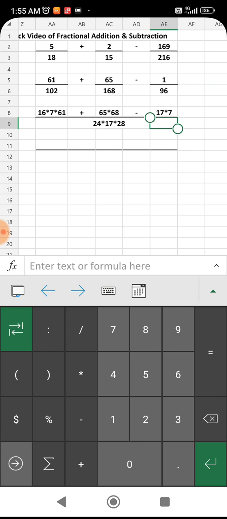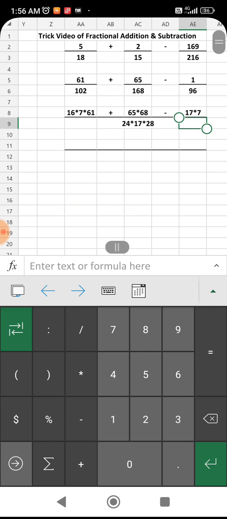Now next problem, if you are a lower class student, for them only. Higher class students can do this addition subtraction very easily because they know what the negative number system is. So they don't need to continue watching this video. But if you are a lower class student, those who do not know what negative numbers are, for them only I am showing this.